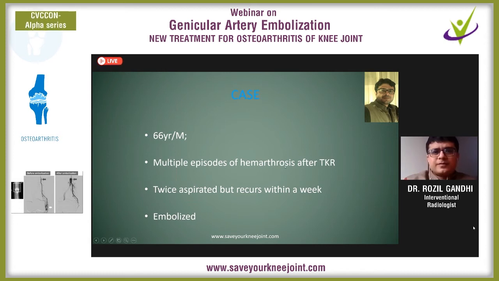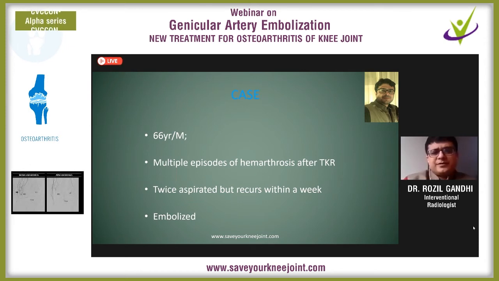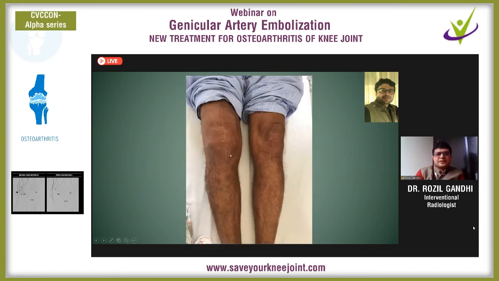Multiple episodes of hemarthrosis after TKR in a 66-year-old male. Twice aspirated but recurred within a week. This is the clinical picture. You can see the right knee joint is swollen.